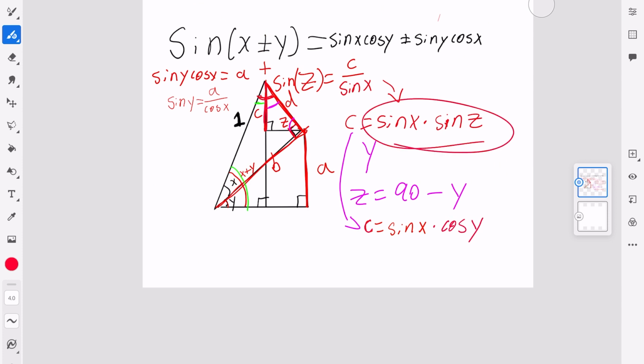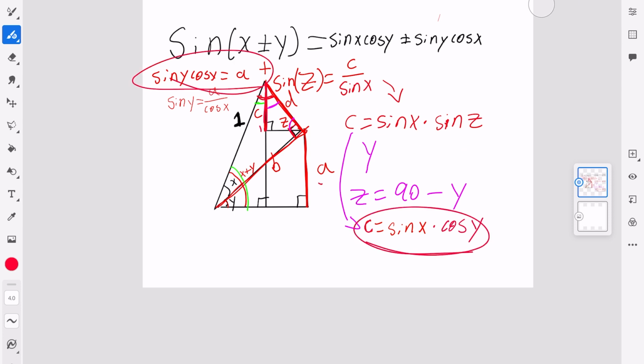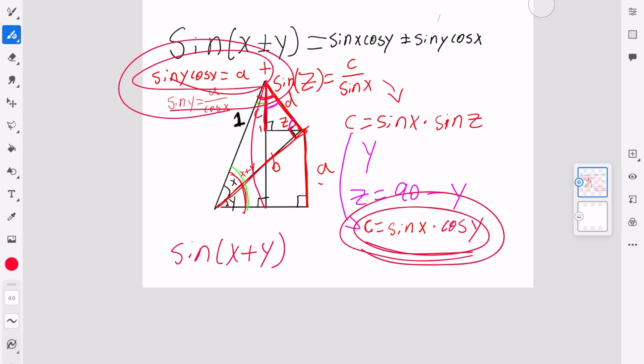So combining these two, a plus c, we can finally get sine x plus y, which is just this side over 1, which is at the end just sine x plus y. So that is how we get the compound angle identity for sine, and just put these two back into the equation.